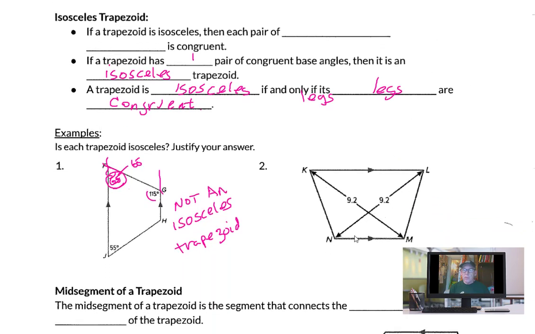Because these are congruent with the parallel lines and the alternate interior angles, we can actually prove that these two sides are congruent to each other, and it is isosceles. So this is an isosceles trapezoid. Because congruent diagonals.